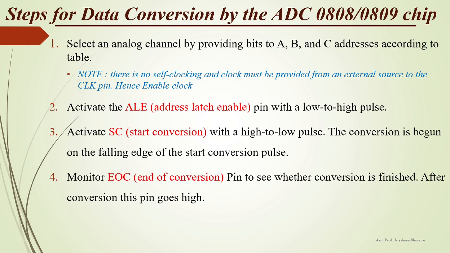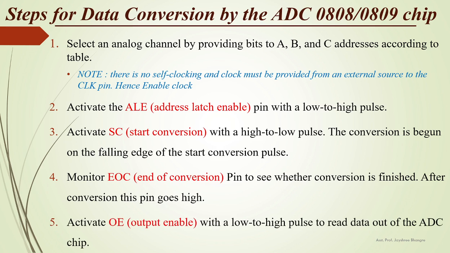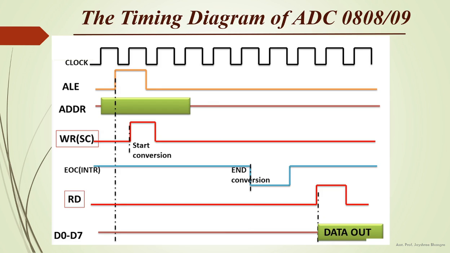After that, we have to monitor the EOC, that is the end of conversion pin, to see whether the conversion is finished. After conversion, this pin goes high. Activate OE, that is output enable, with a low to high pulse to read data out of the ADC chip. So here the timing diagram of the ADC is given.